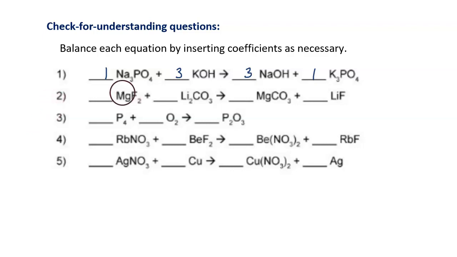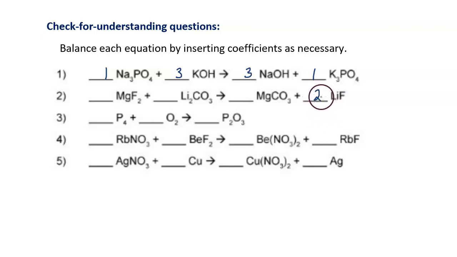Number 2, there's 1 magnesium here, and over on this side of the arrow, there's 1 magnesium. So magnesium looks okay for now. But there's 2 Fs. So how can we make this have 2 Fs? We can't put a subscript of 2. That's not how you balance. You do it with coefficients. The 2 goes in front.